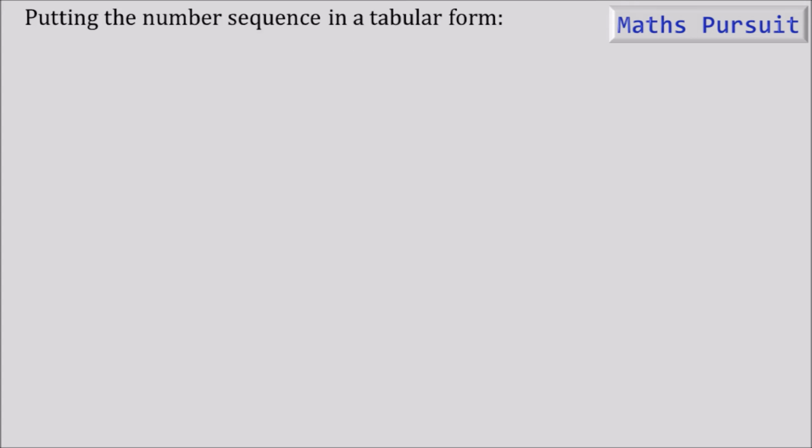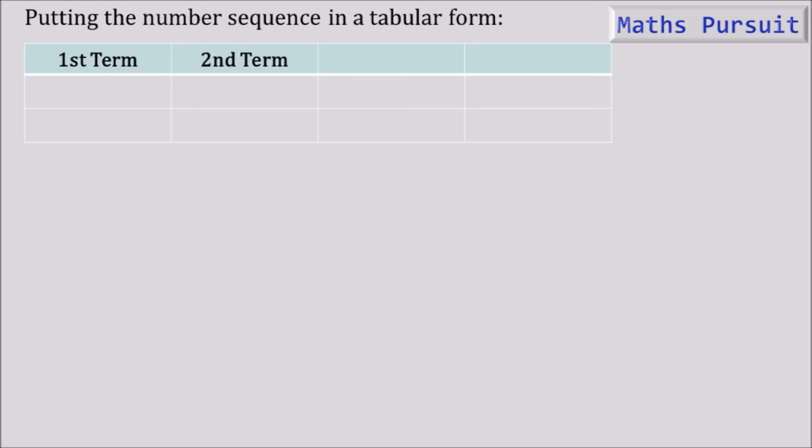Now putting the number sequence in a tabular form, that means the numbers that we got at the end of the first year, second year, third year and fourth year, we are going to represent in a tabular form, so that our calculation to find out the arithmetic progression will be easy. Now we have created a table here, a 4-column table with 3 rows as usual. The first cell is the first term, then the second term, then the third term, then the fourth term.